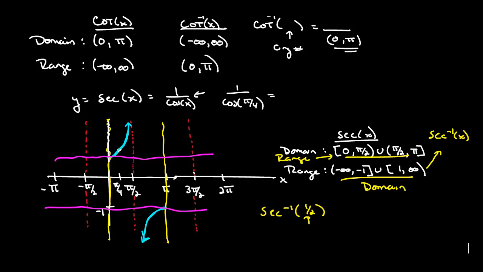Now, the only values that we can see out for the range, the only angles that we'll look at, are from 0 to pi, excluding pi over 2.